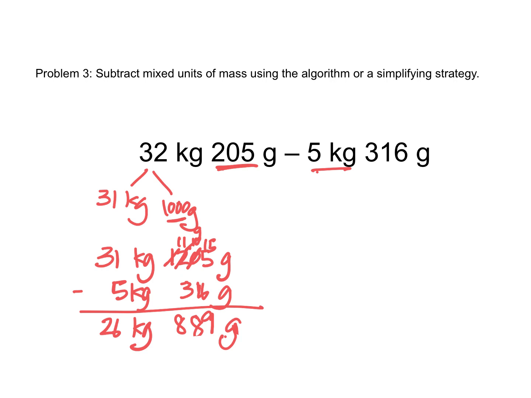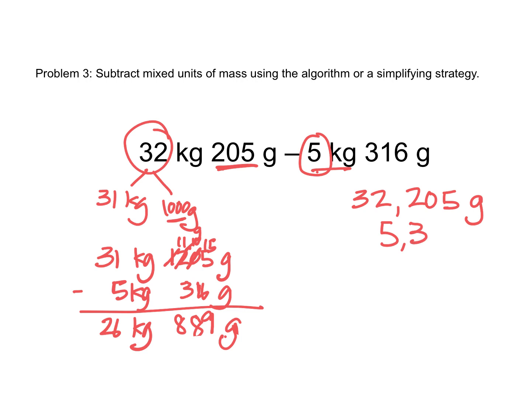The other way, remember, is to turn it all into grams. So 32 times 1,000 is 32,205 grams. And then my 5 kilograms, I'm going to times by 1,000. That's 5,316 grams. And then I can subtract those as well.